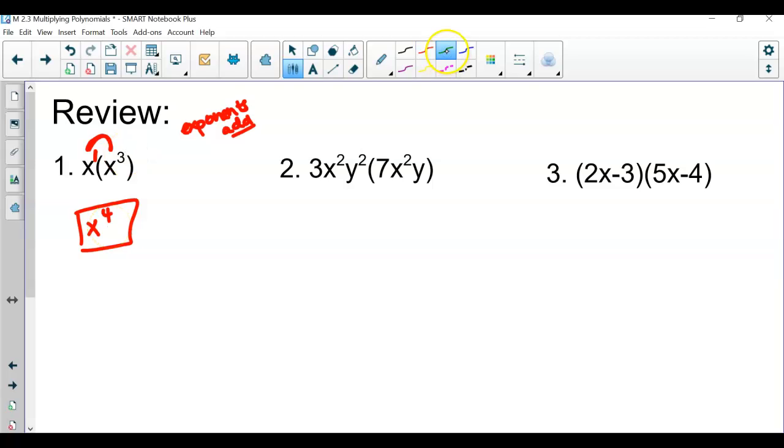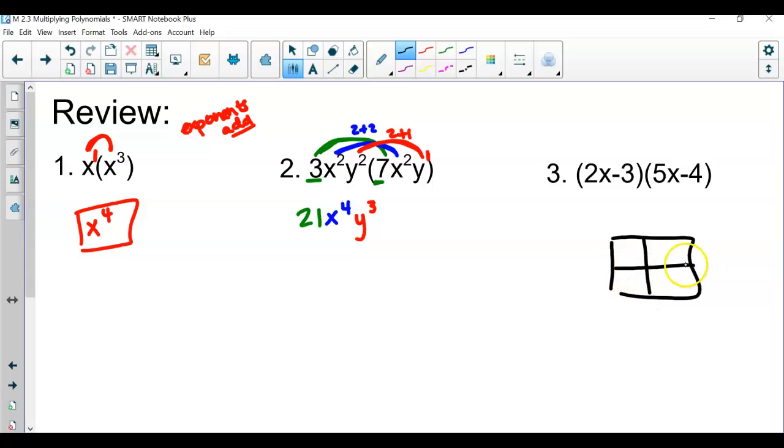Now here, you're just multiplying the 2 monomials. So I've got 3 times 7. So 3 times 7 is 21. And x squared times x squared, well, that is now x to the fourth power, 2 plus 2 giving you that 4. Then y. So here you've got y squared times another y. So that is now y to the third power, because that again has an exponent of 1, and 2 plus 1 is 3.